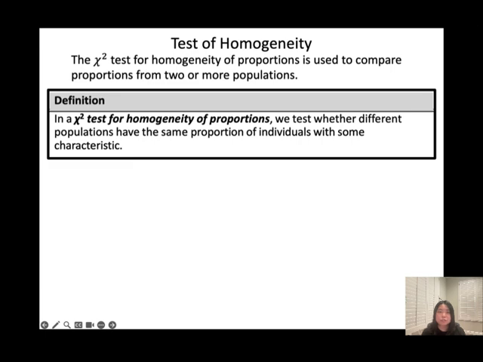From last session's test of independence, we only have one population, but we do have two variables, and we want to know if these two variables are dependent or independent. And for this session's test of homogeneity, we do have two or more populations, but we only have one variable, and we want to know, do they have the same distribution for this variable?